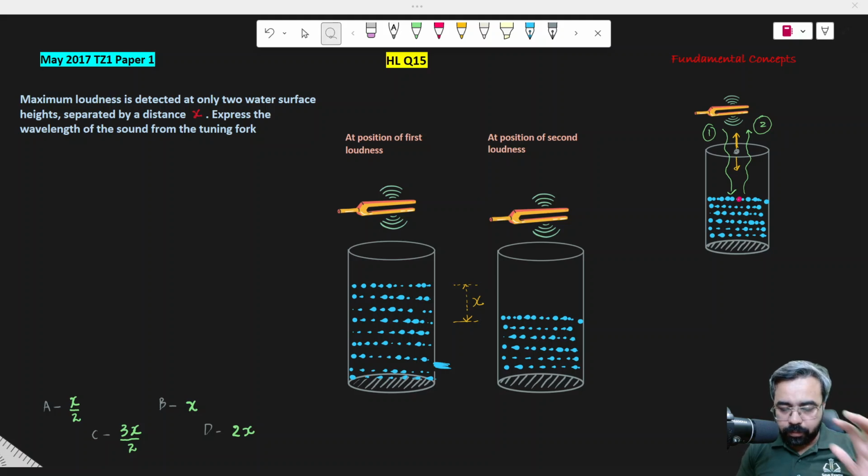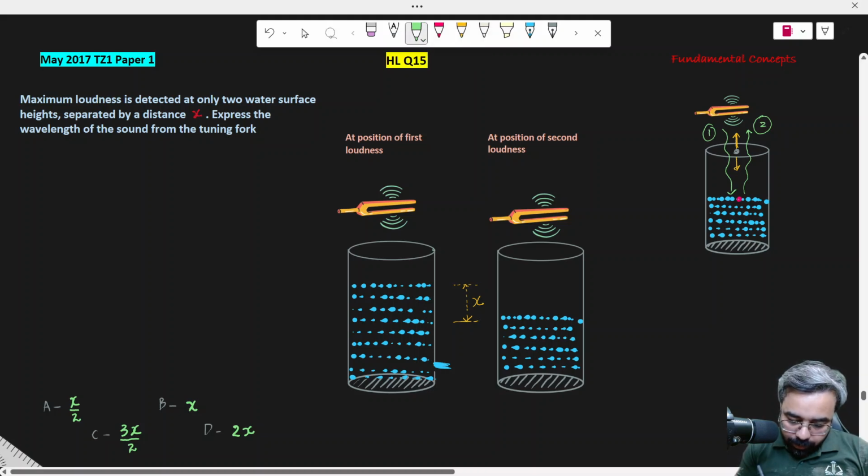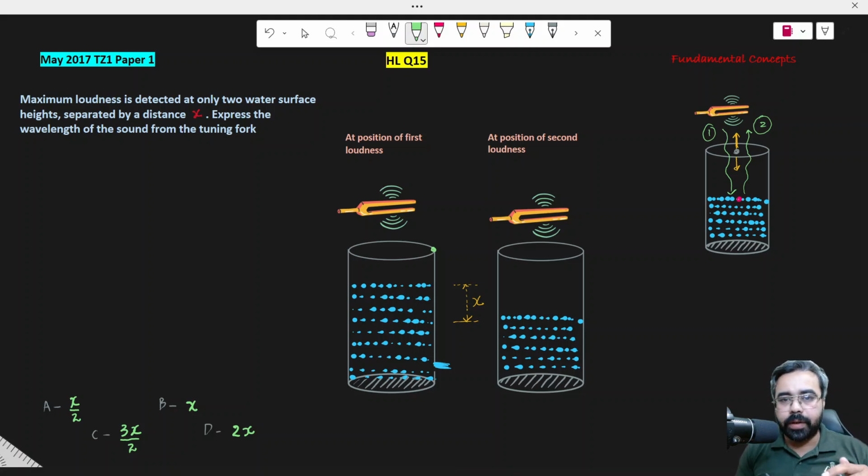So look at the first loudness position. As I told you, the first harmonic standing wave is produced. There should always be an antinode at the opening end, because the particles can vibrate with their maximum amplitude. It is the open end, so that's why we will always have an antinode. And at the surface of the water we will always have a node, because the motion of the particles is restricted. So the first harmonic should be like this, and this part will be the dotted one. Okay, so this is the first harmonic.